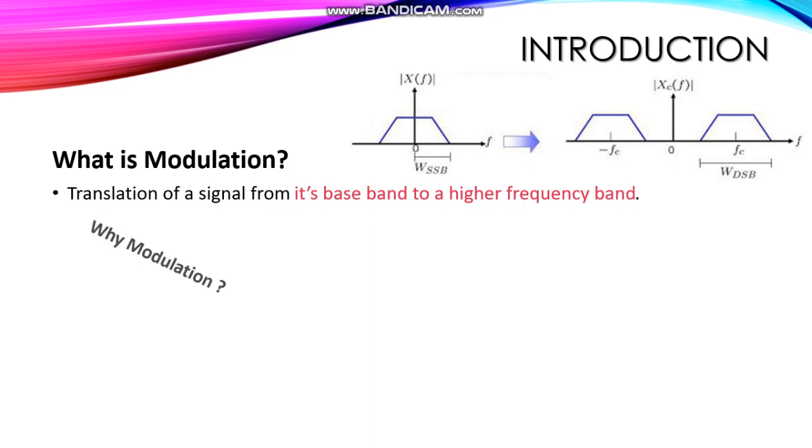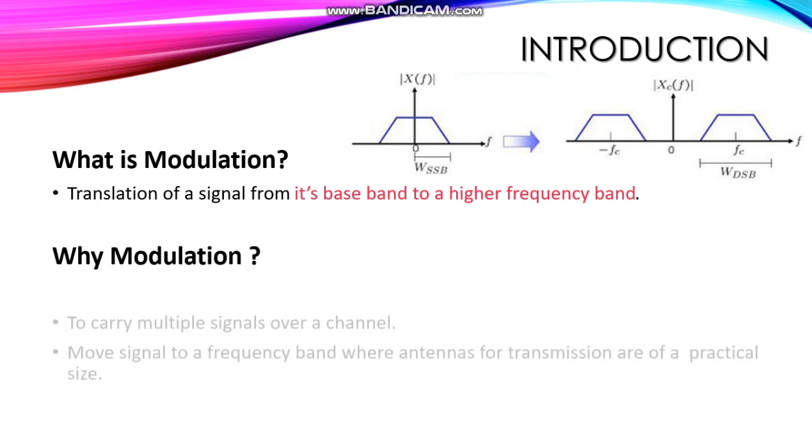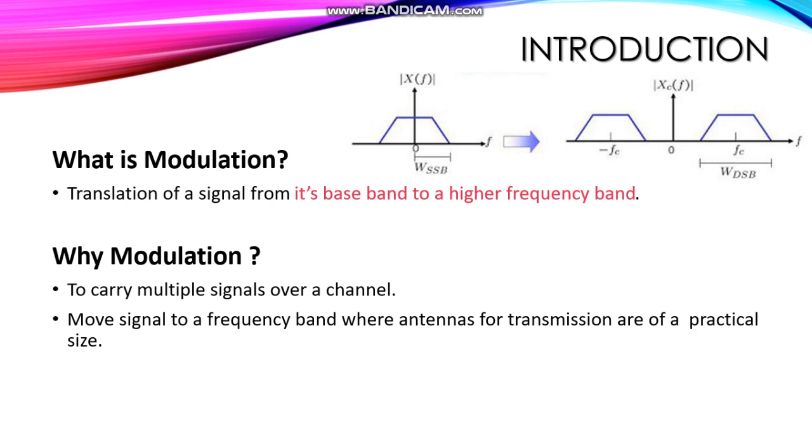Why modulation? At the receiver side, if you have low frequency signals you need to have longer antennas to receive the signal. Since we can modulate the transmit signals to a higher frequency band, we can receive those signals with very short antenna lengths. Those are the clear advantages of modulation.